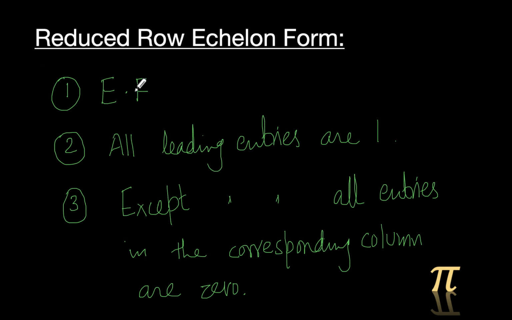First condition, it should be in echelon form. Echelon form means if any matrix has zero rows, they must be at the bottom. Each leading entry of a row is in a column to the right of the leading entry in the row above it. And the third one, all the entries in the column below a leading entry are zeros. All leading entries must be 1, and except for the leading entries, all entries in the corresponding column must be 0. If these conditions are satisfied, then we say that the matrix is in reduced row echelon form.